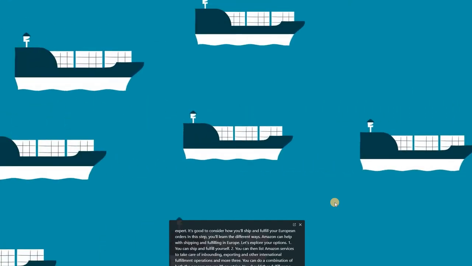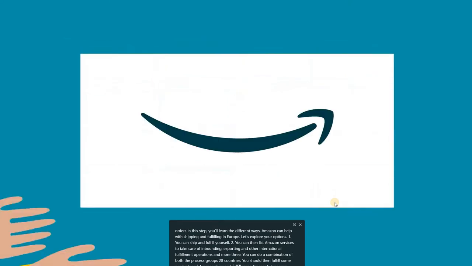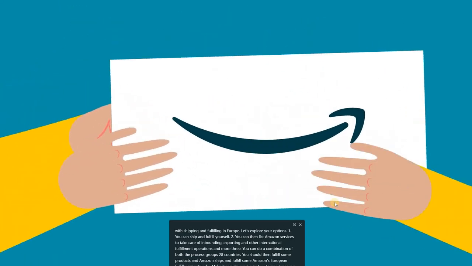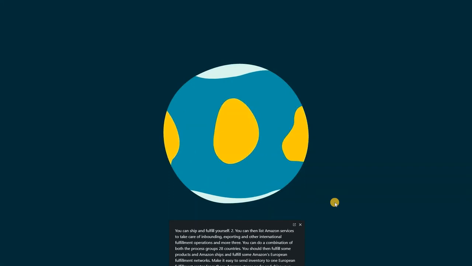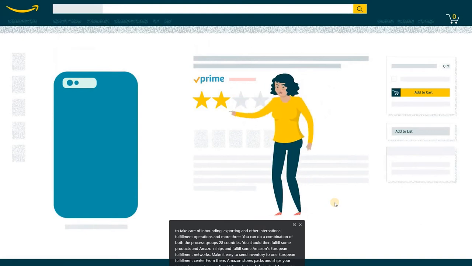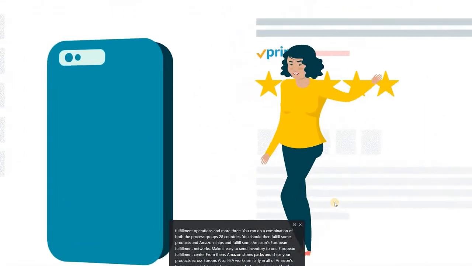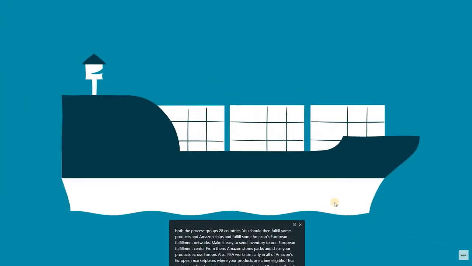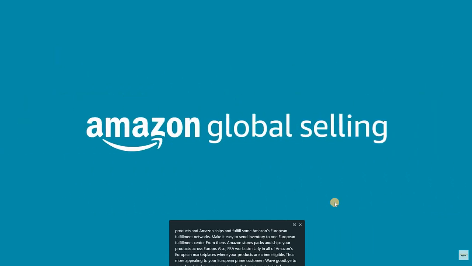Amazon's European fulfillment networks make it easy to send inventory to one European fulfillment center. From there, Amazon stores, packs, and ships your products across Europe. Also, FBA works similarly in all of Amazon's European marketplaces, where your products are Prime eligible, thus more appealing to your European Prime customers. Wave goodbye to complex global processes and say hello to convenient global shipping. It's time to set sail with the help of Amazon Global Selling.